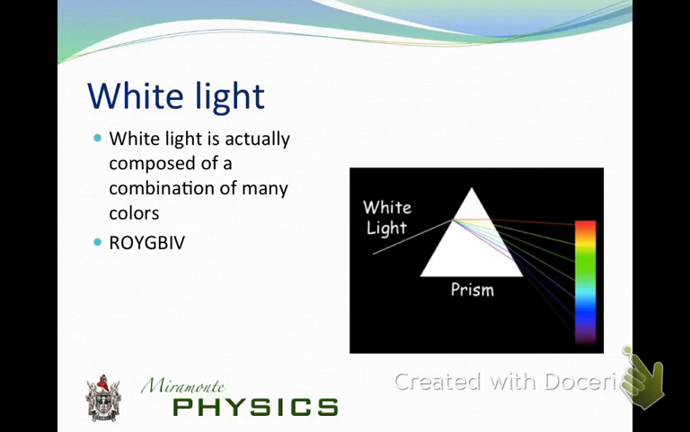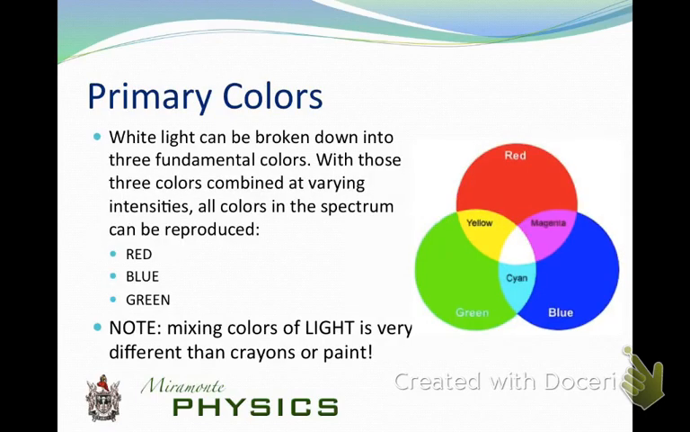So Newton understood, in fact, that white light was made up of various different colors that were brought together. He actually spent a lot of time studying that idea. So we talk about primary colors. What's weird about primary colors in physics is they're different than the primary colors you learned about in kindergarten. These are primary colors that are related to light.